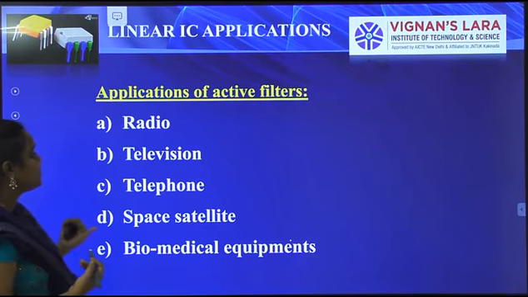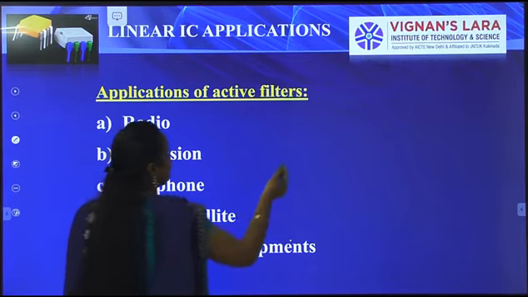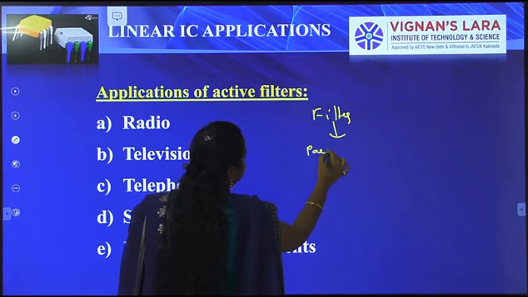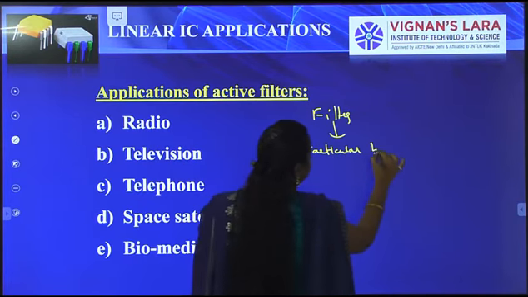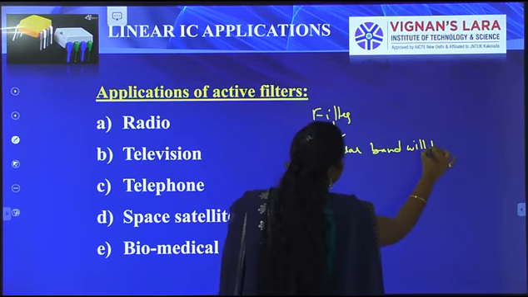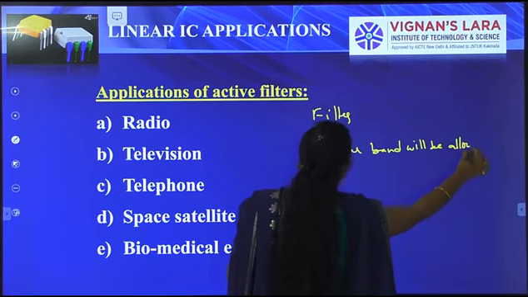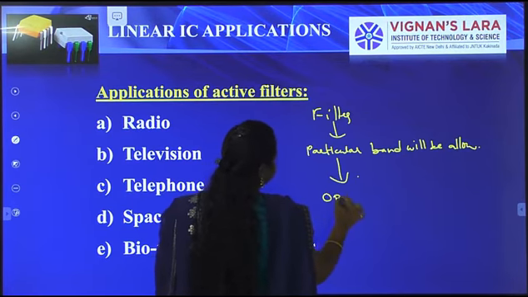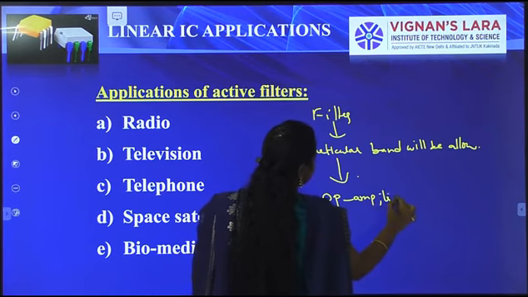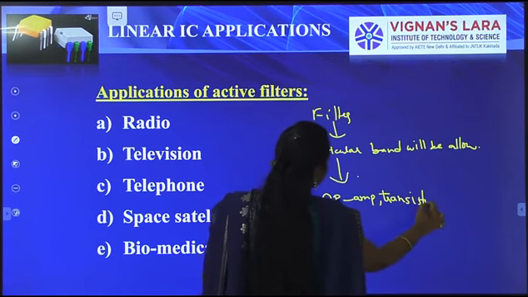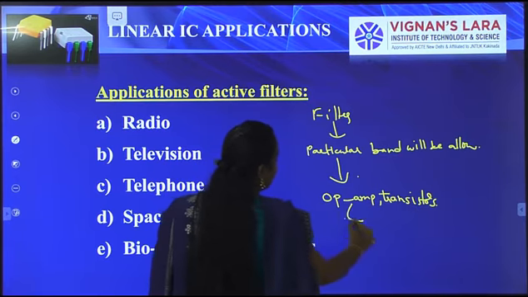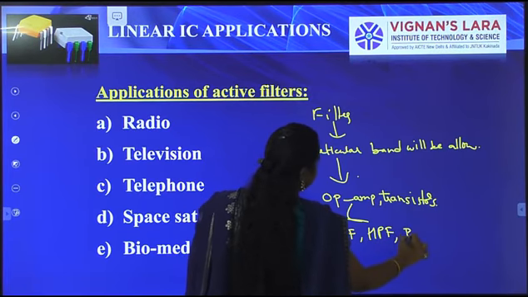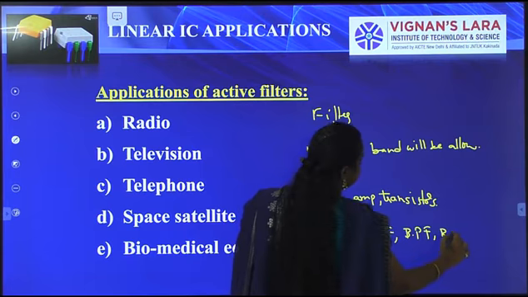So note the difference between active filter and passive filter. Here are the applications of active filters. First of all, a filter is used so that only a particular band will be allowed and the others will be attenuated. And active filters are using the op-amp and transistors. Those are the active filters. And then we have low pass filters, high pass active filters, band pass filters and band reject filters.